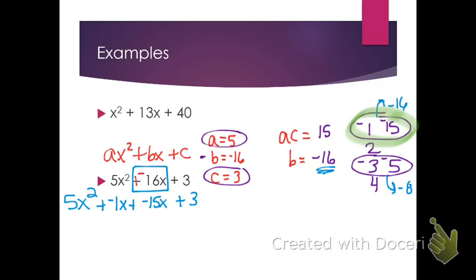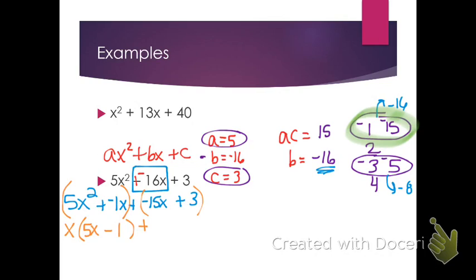Now that I've got 4 terms, I'm going to use grouping, which is where I put the first 2 terms together in parentheses and the second 2 terms together in parentheses. Now I'm treating each of these binomials as its own separate GCF problem. So 5x squared minus 1x. They are both divisible by x. Then I do the opposite of distributing. I ask myself, x times what is 5x squared? x times 5x is 5x squared. x times what is negative 1x? x times negative 1 is negative 1x.